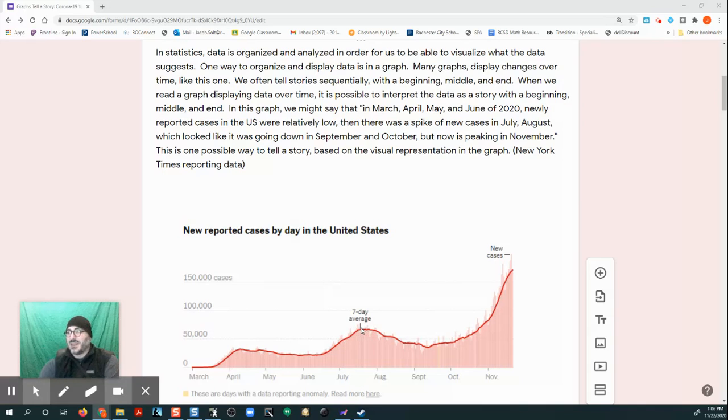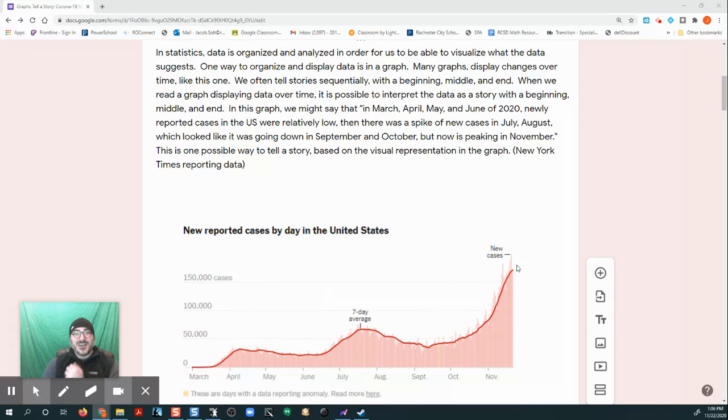In mid-July, there was a peak in the 7-day average of new cases in July and August, which looked like it was possibly going down in September, October, right? This peak was declining, but then what happened? It's now peaking again, right? By end of October and November here, this graph is now peaking. We're in this huge spike of new cases, and the truth is we don't know if this is going to keep going up or maybe we've hit the peak, right? Hopefully we've hit the peak and it's only going to go down from here, but we don't know, right?